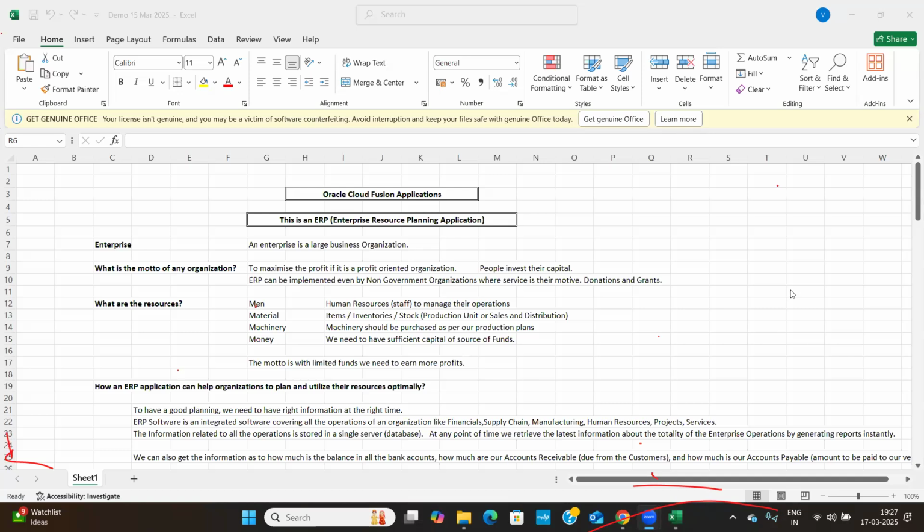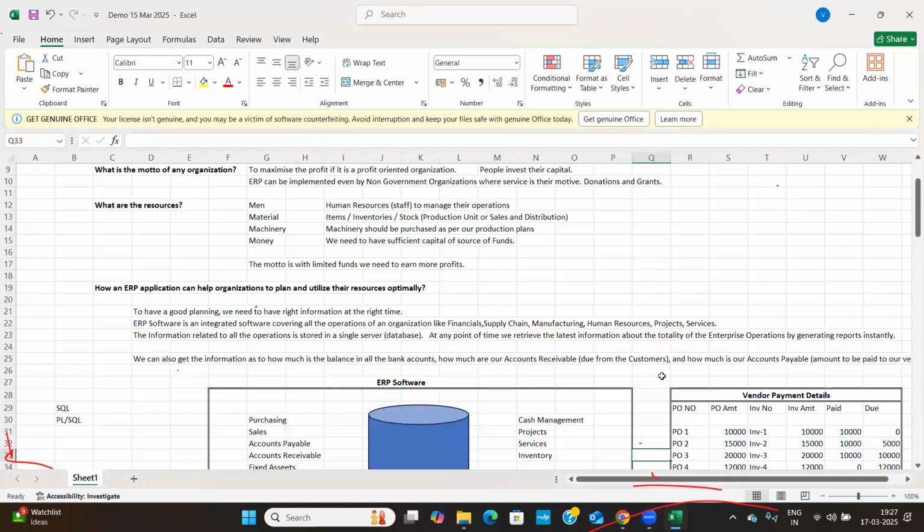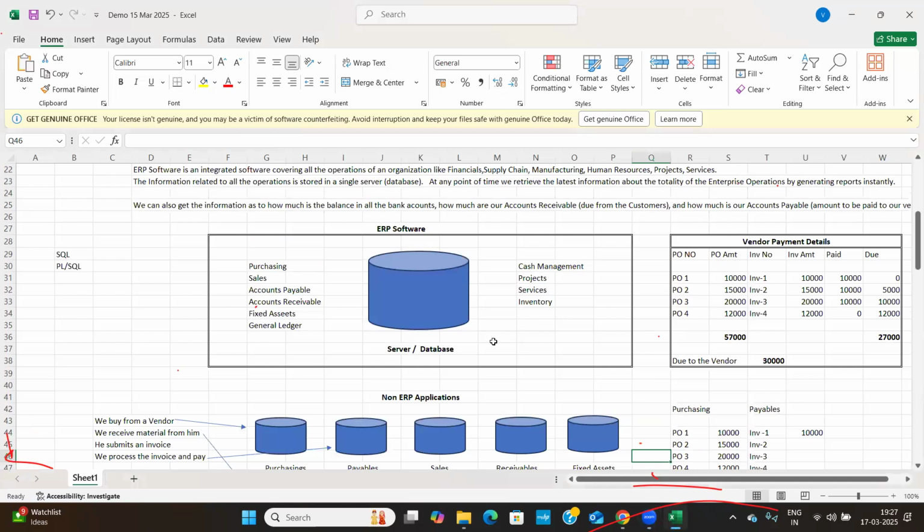Because of the right information in the ERP, you get the right information because it is a single unified server. The server we use here is a single unified server. Every piece of information is stored there. Instantly we get information from here. We get instant information.